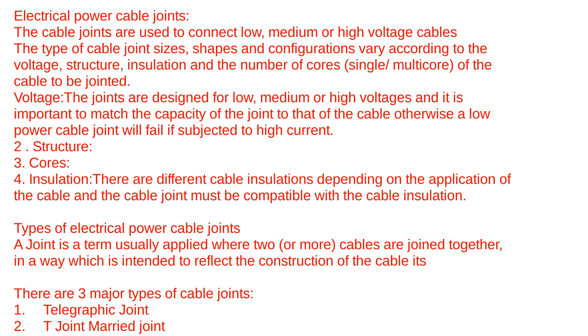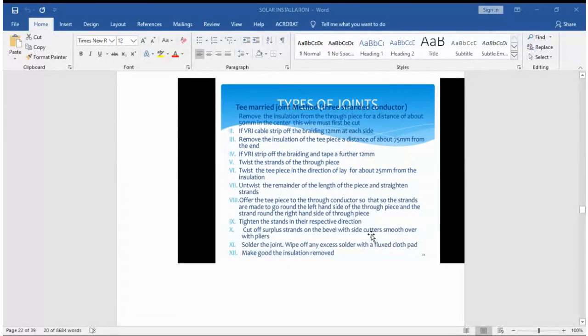That is the T-married joint. The T-married joint. Let me share the screen with you. So there it is. So we have the method how to make this T-married joint. It is also called a three-stranded conductor.